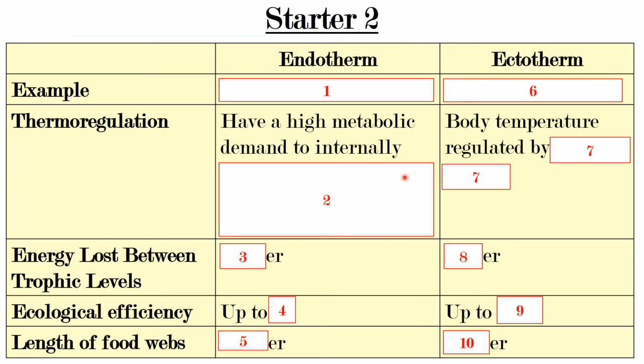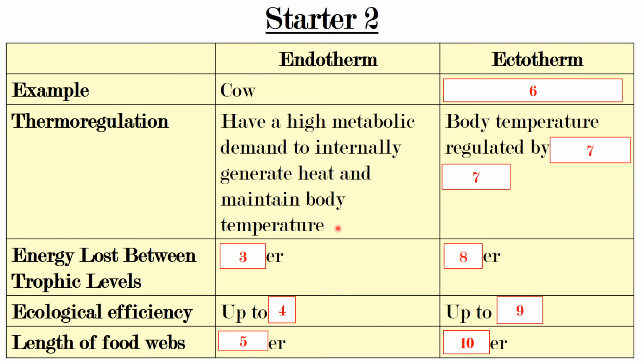Next, I'd like to try this. The difference between endotherms and ectotherms. So press pause. Number 1, an example: cow, human, rat, mouse, tiger, chimpanzee, whatever you like, any mammal basically. Thermoregulation: have a high metabolic demand to internally generate heat and maintain body temperature. For endotherms, the energy lost between trophic levels tends to be higher. Ecological efficiency is up to 7%, that's number 4. And 5, the length of food webs tends to be shorter.